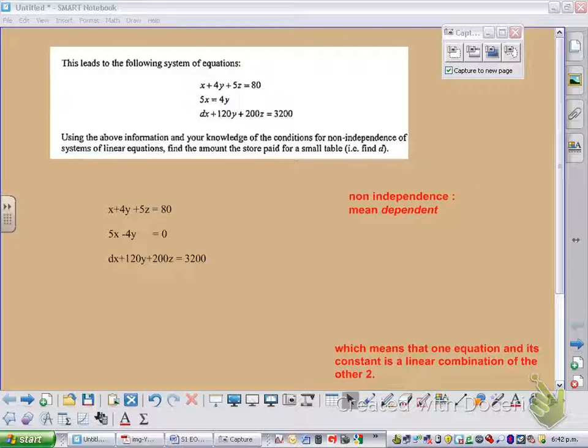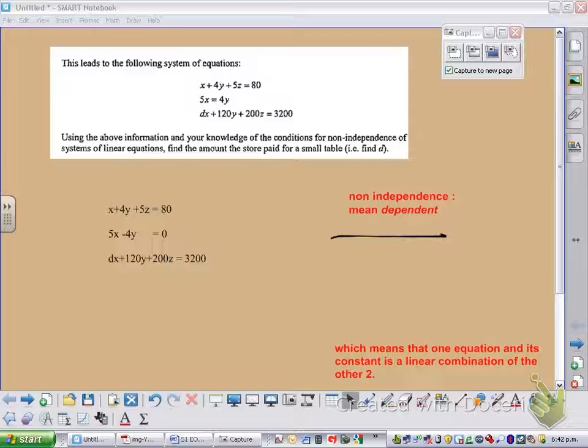Okay guys, this is the first E question and I'm going to start with this one. The whole idea here, using the above information and your knowledge of the conditions for non-independence of systems of linear equations, is to find the amount of stored paid for a small table. Now they've given you the equations.